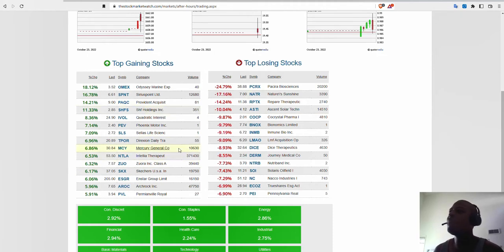Now, what am I looking at here? First thing that I'm looking at is trying to find the volume leaders. I want to see who had the most volume traded throughout the market. Next, after that, I'm going to be looking at price.